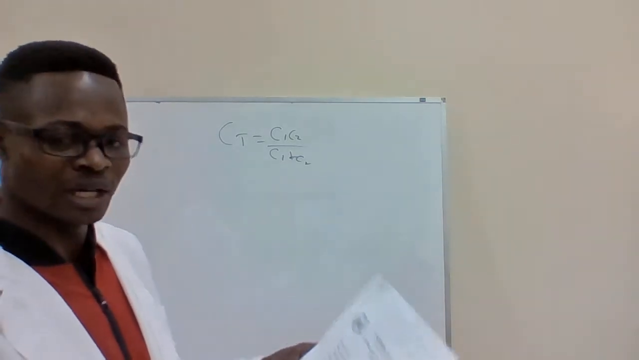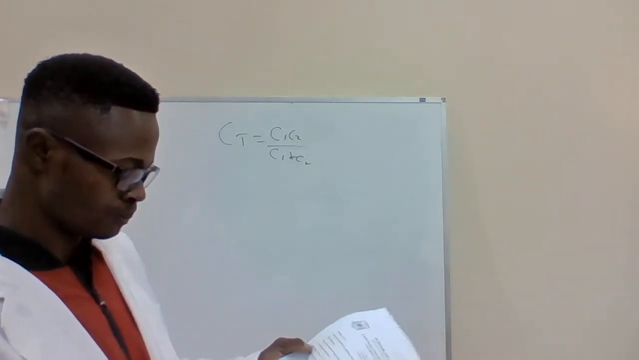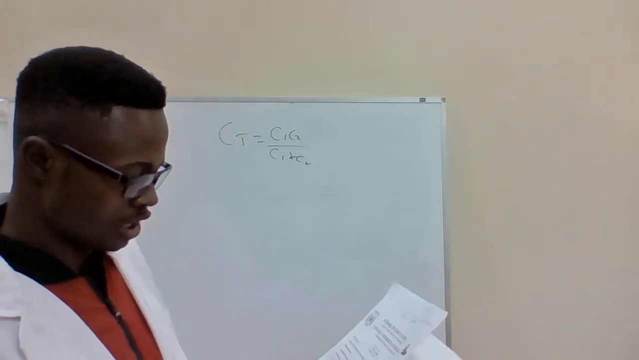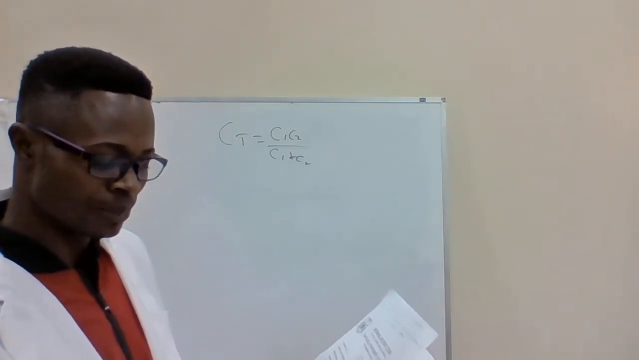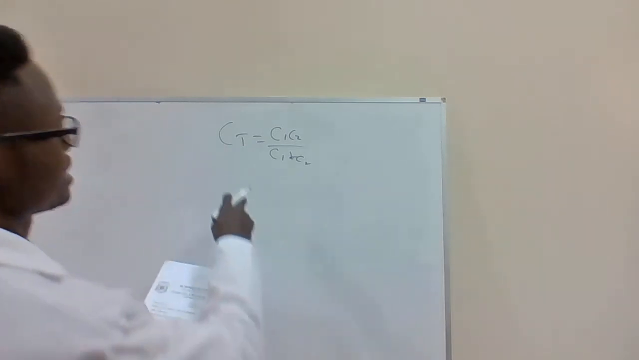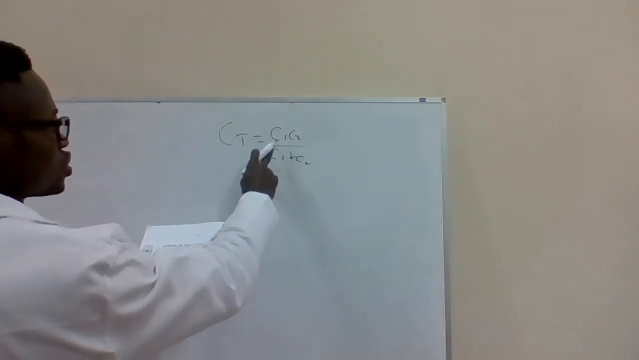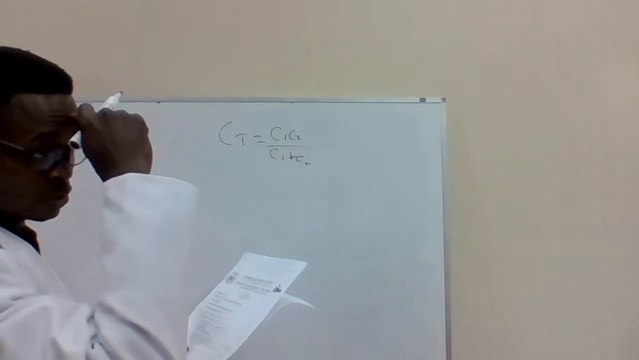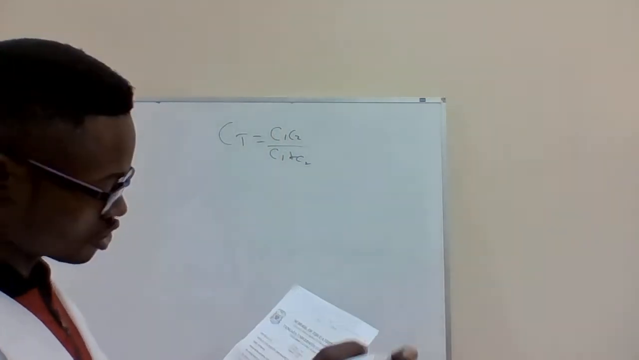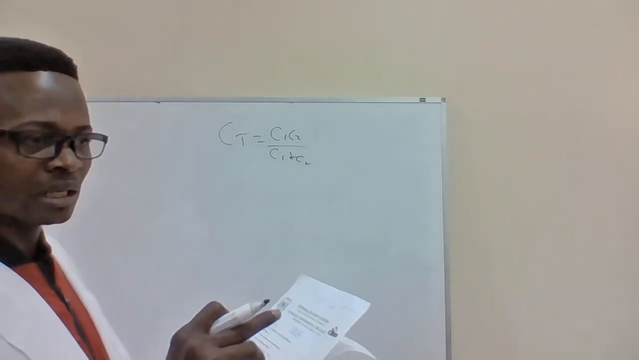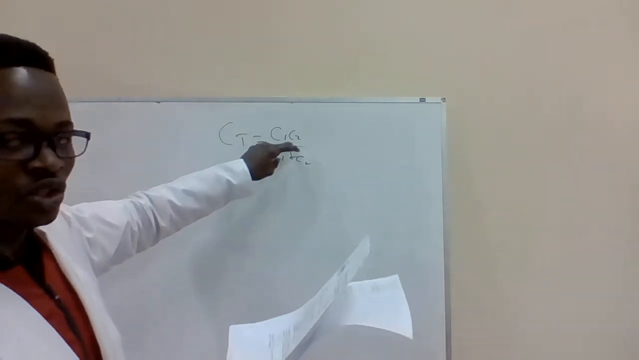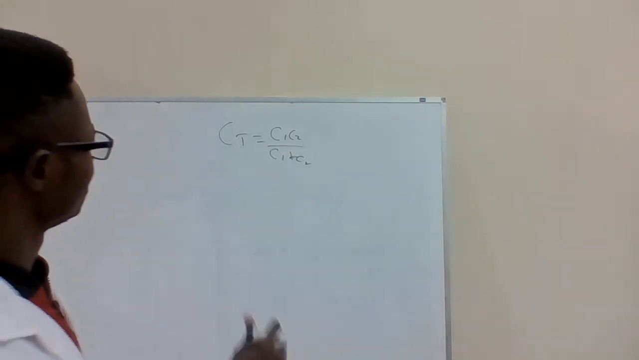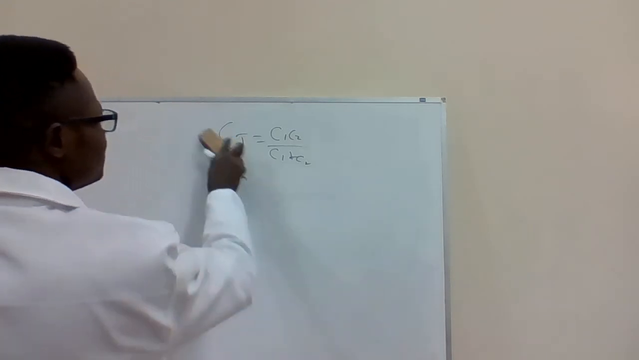So assuming that you are given an equation to show: show that for two capacitors in series, the total capacitance is given by C total is equal to C1 C2 over C1 plus C2. First of all, we need to draw the circuit that shows two capacitors in series in order for us to derive this formula. So let us begin immediately.